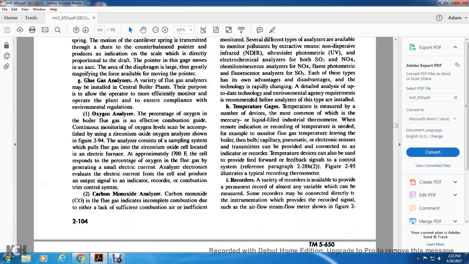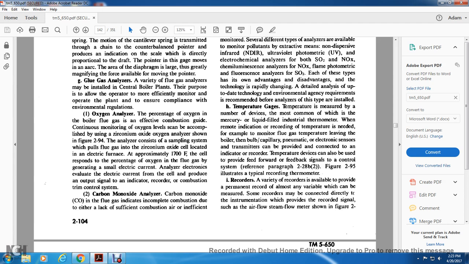Temperature gauges. Temperature is measured by a number of devices, the most common of which is the mercury liquid-filled industrial thermometer. When remote indication or a record of temperature is needed, for example monitoring the flue gas temperature leaving the boiler, a capillary tube, pneumatic or electronic sensor and transmitter can be provided with a connection to an indicator or recorder. Temperature devices can also be used to provide fuel, feedwater, and feedforward signals to the control system. Reference paragraph 228B. Figure 295 illustrates a typical recording thermometer.